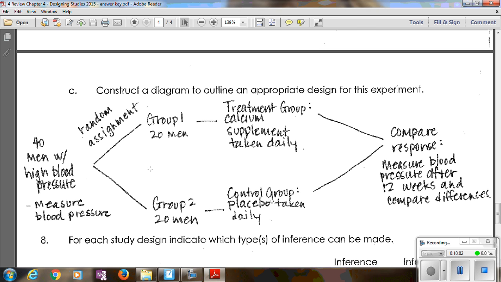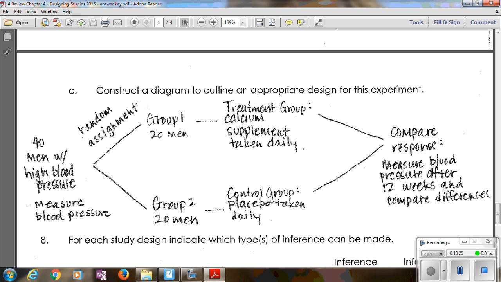And then in this middle part, and you don't have to separate them into two sections. I mean, it can be one big section where you have group 1, which is the treatment group that's getting calcium every day, and there's 20 men in that group. And then group 2 is your control group, which gets the placebo every day, and there's also 20 men there. So you can communicate this in a different style, but this is essentially what you need to say in that middle section. And then the result, you need to make sure you're stating your response variable.